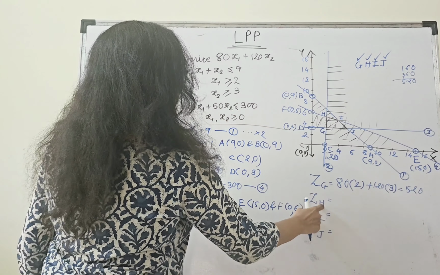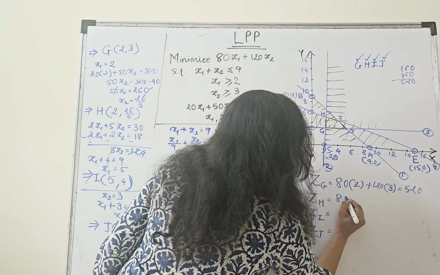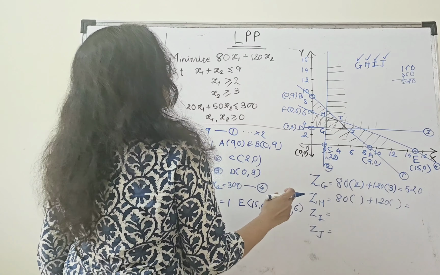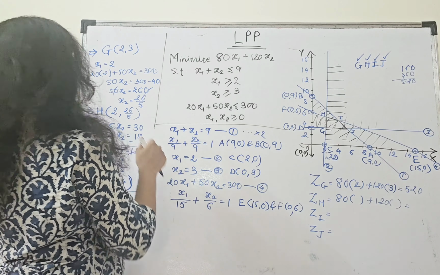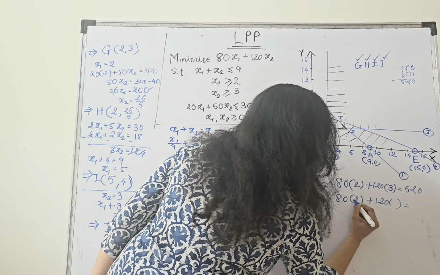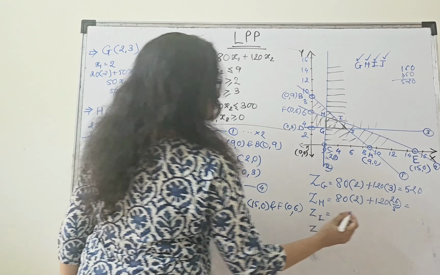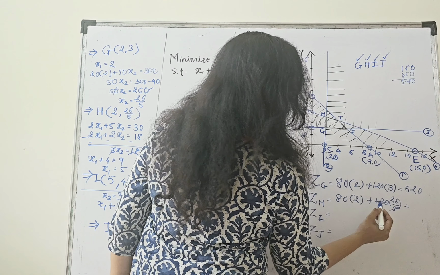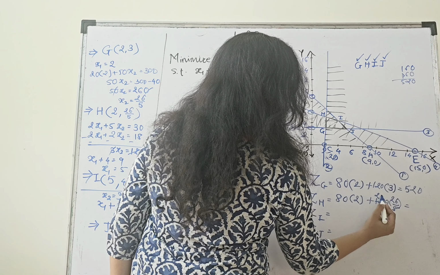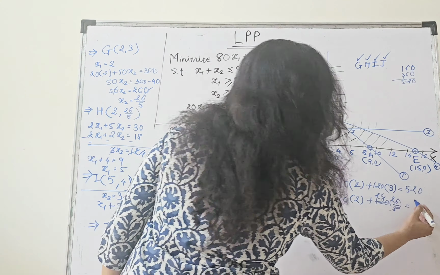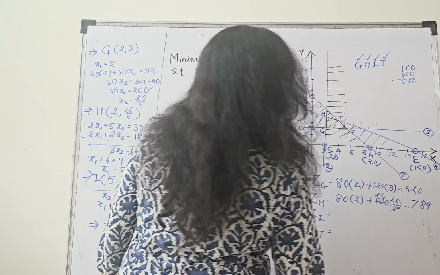Yes. Now let's find out ZH. So 80 into something plus 120 into something. What are those somethings? The H coordinates. What is that? 2 and 26 by 5. Correct? Okay, so this becomes: 5 goes, and 5 twos are 10, 5 fours are 20. So that gives me ZH is nothing but 784. You do the calculation part.